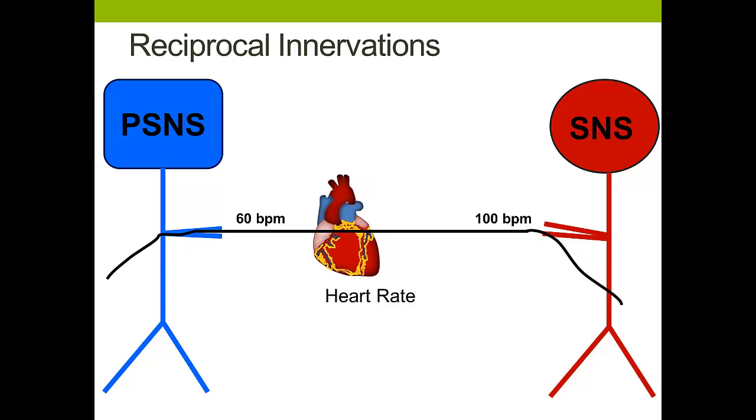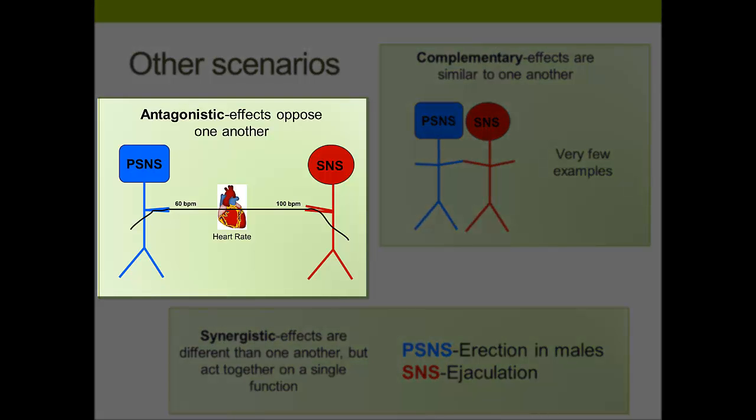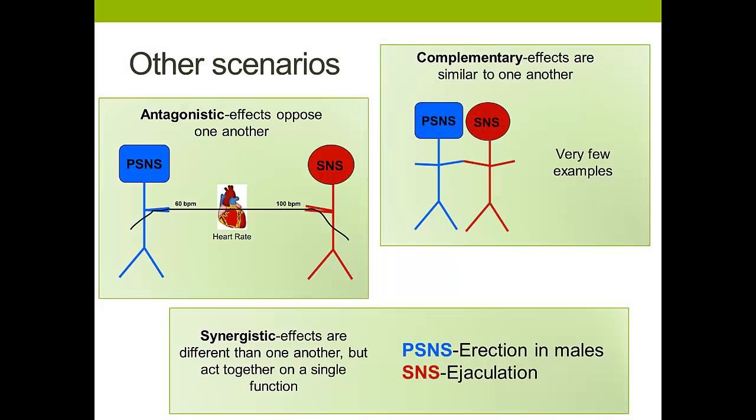Which one wins? That depends on afferent sensory signals about different conditions in the body, such as blood pressure. The reciprocal innervations have also been referred to in the literature as antagonistic effects, as the sympathetic and parasympathetic outputs would tend to oppose one another.